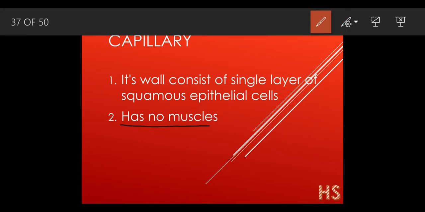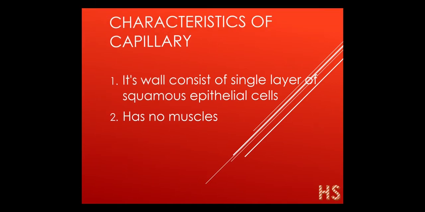And it does not have any muscles. Why does it not have any muscles? Because the blood capillaries in your body are numerous, in millions and billions, so it is not possible to accommodate so many capillaries which are full of muscles. That is why they do not have muscles. Their basic function is that they lie at the junction of the arteries and the veins.